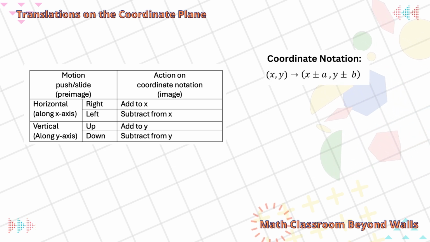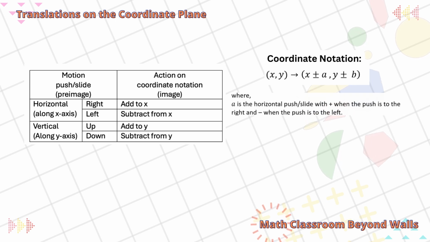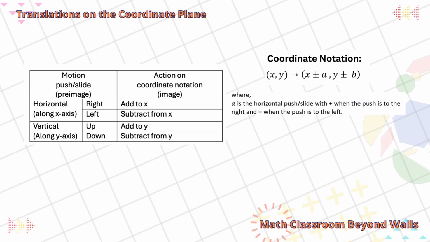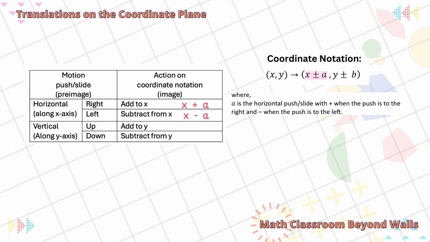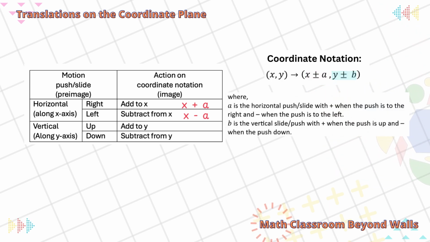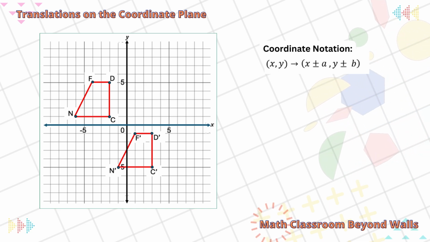Here, the coordinates of a point on the preimage, x, y, is mapped to produce the coordinates of a point on the image, x plus or minus a, y plus or minus b, where a is the horizontal push or slide, positive when the push is to the right and negative when the push is to the left. B is the vertical push or slide, positive when the push is up and negative when the push is down.